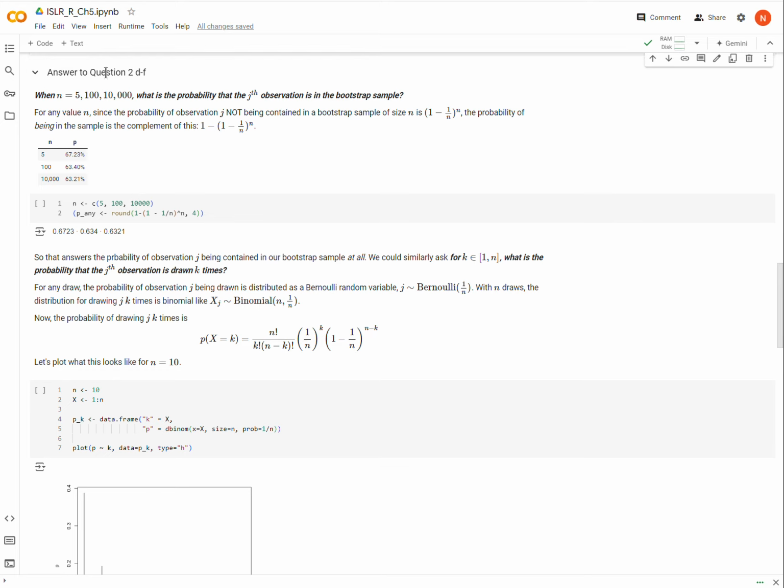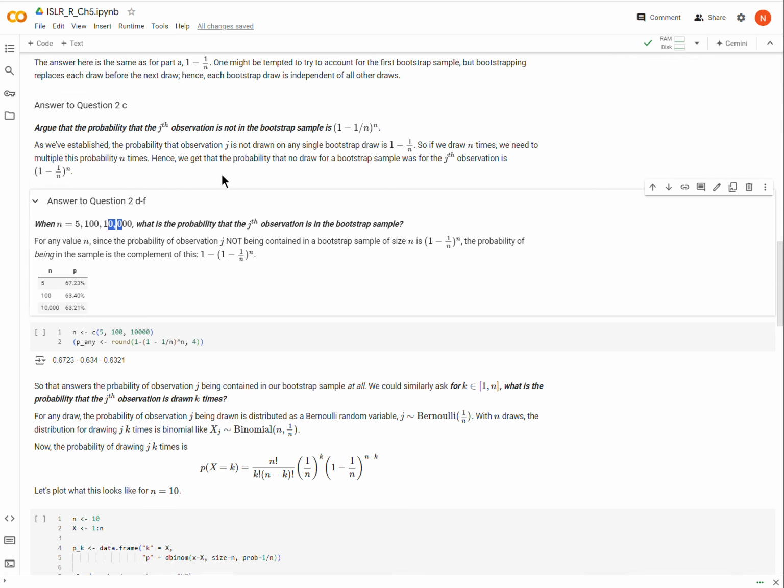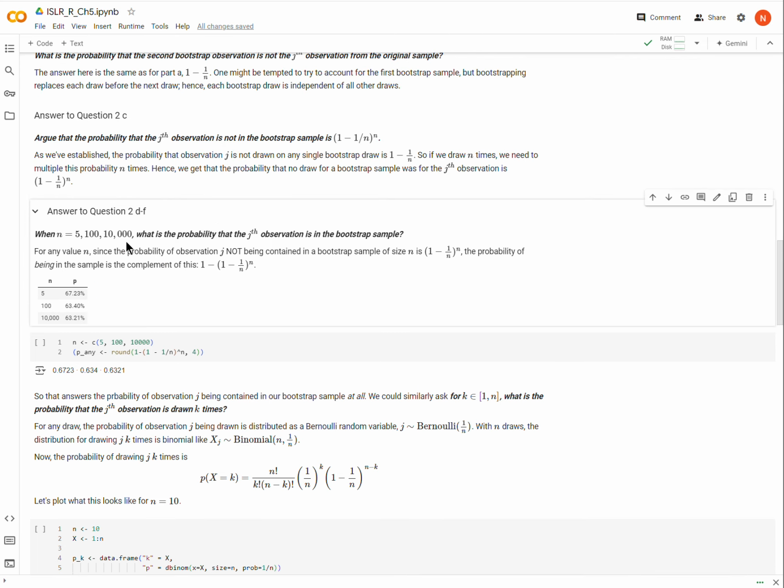All right. So now parts D through F are really the same. When n equals 5, that's part D. 100, that's E, or 10,000, or maybe it's supposed to be 100,000. I can't remember. Doesn't matter.